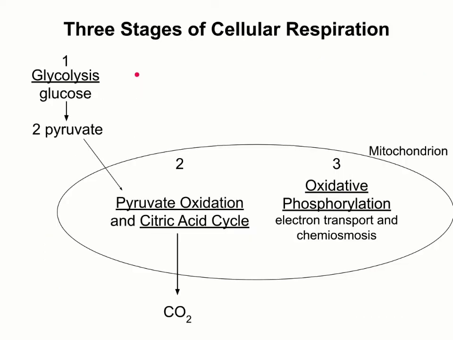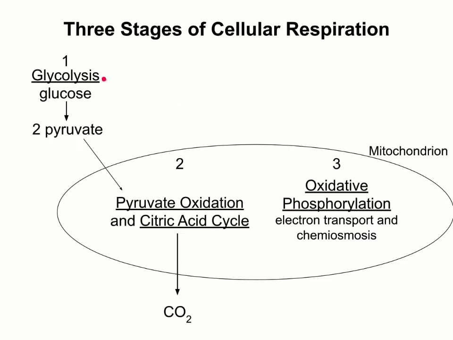To help us understand cellular respiration, it is helpful to think of it in three stages: glycolysis, pyruvate oxidation and citric acid cycle, and oxidative phosphorylation. We will look in detail at each of these stages, but for now, let's just get an overview.